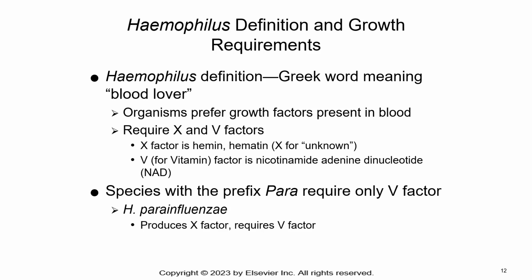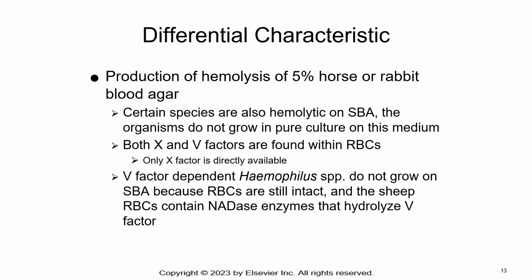Species with the prefix para require only the V factor. So H. parainfluenzae produces X factor, but it requires V factor. Production of hemolysis on 5% horse or rabbit blood agar. Certain species are also hemolytic on SBA. The organisms do not grow in pure culture in this medium.